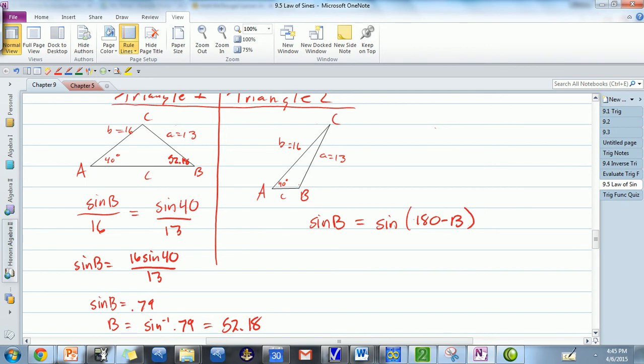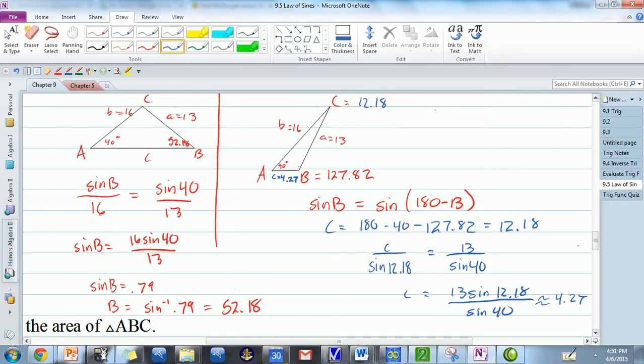So since in this big triangle right here, the angle B was 52.18, then over here, this angle is just going to be 180 minus that, which is equal to 127.82. So we have this angle. We have this angle. You can get C by just subtracting. And then you can just get that C. So basically what you're doing is you're solving both of them separately. Let me finish it so you can see what we get.